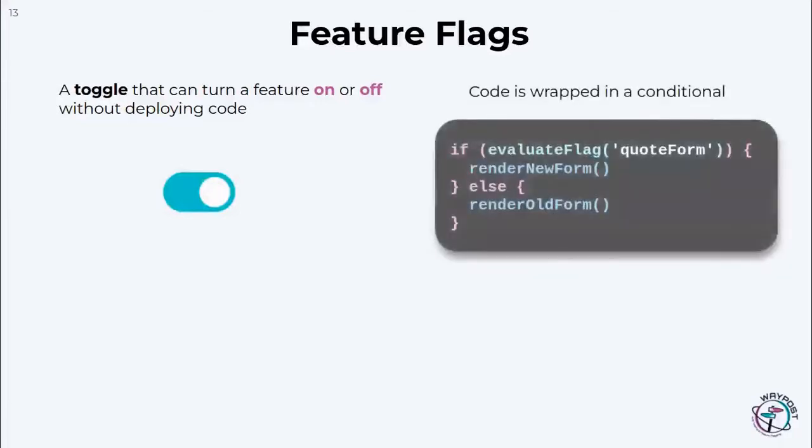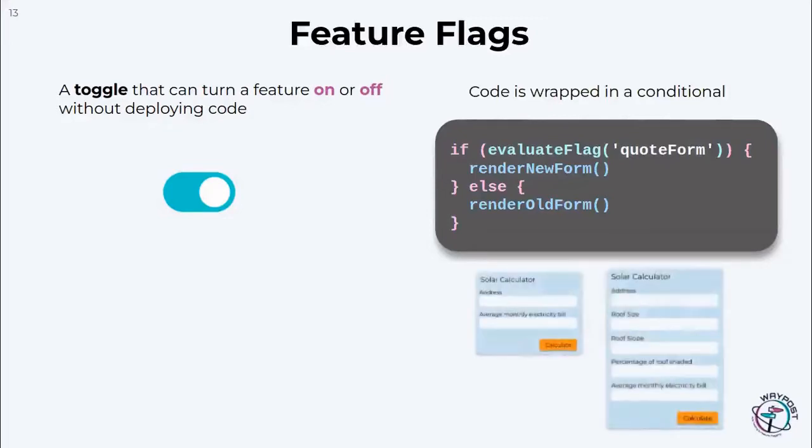In the app's code, it's implemented by writing a conditional statement that evaluates the current status of the flag and wrapping the code for one feature in the true condition while wrapping the code for the other feature in the false condition. In the case of solar flare, they would render the new form if the conditional returned true, and they'd render the old form if the conditional returned false. This is perfect for our A/B testing use case.